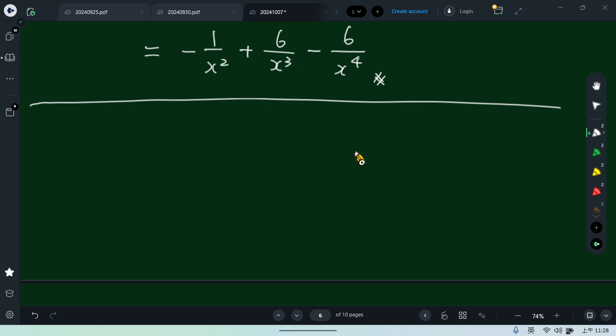Okay, so let's continue. Before I finalize this section, I will talk about the higher order derivative.